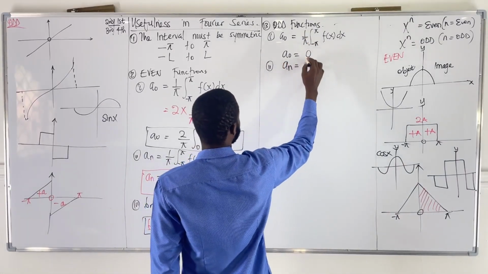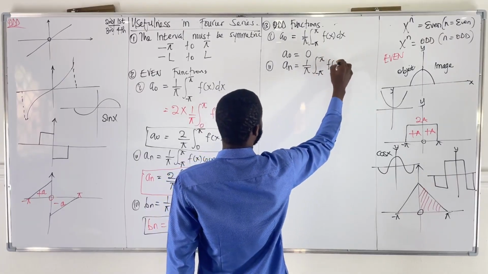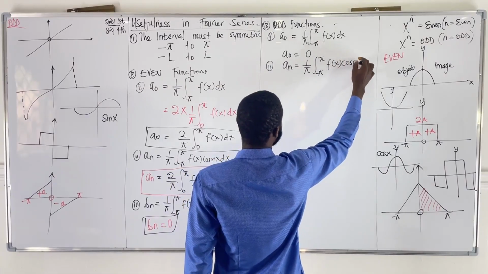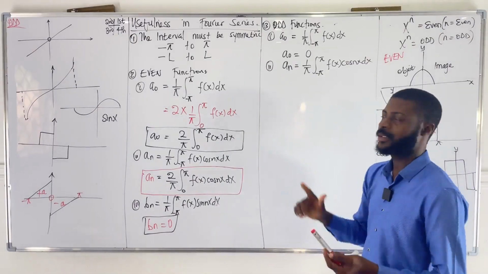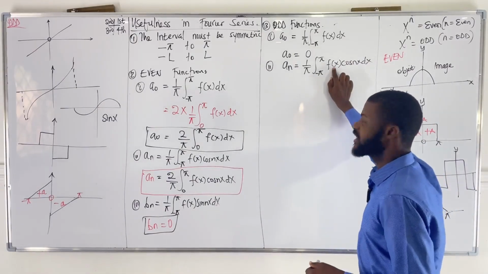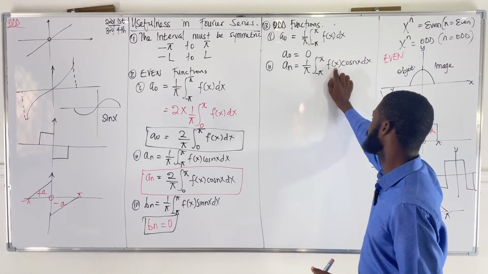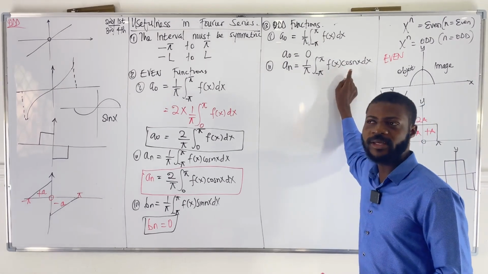Next, a sub n is 1 over pi integral from minus pi to pi of f of x cos nx dx. Now, if you look at this properly, f of x is odd. We're dealing with odd functions now. f of x is odd, so the function we're dealing with is odd. Then this is even. Remember what odd times even is.